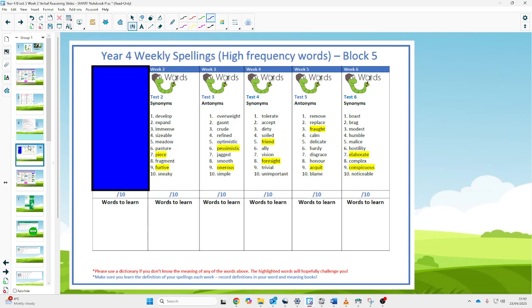The next thing we're going to move on to are your spellings. So make sure you've got your spelling book ready. Write the numbers 1 to 10 down the side, and then we're quickly going to go down through these.